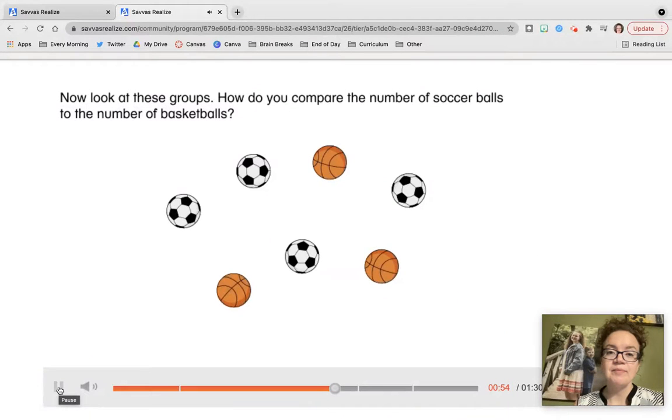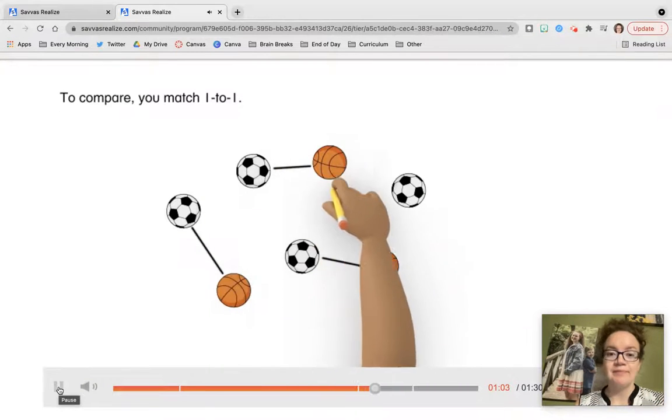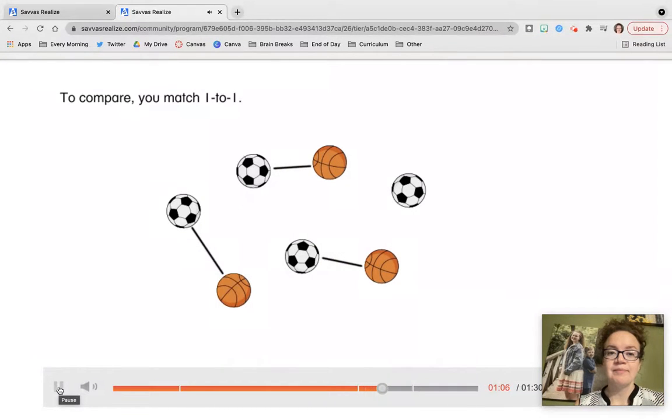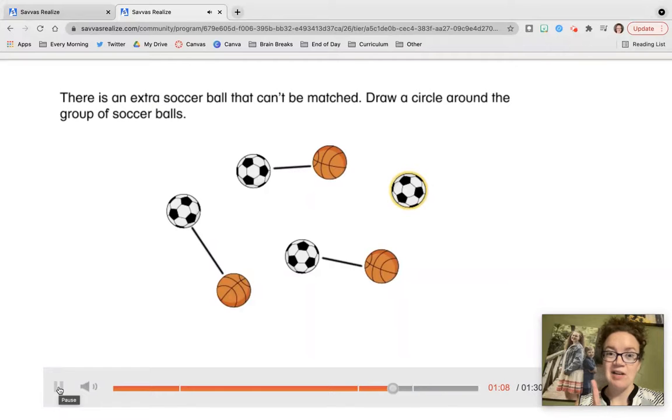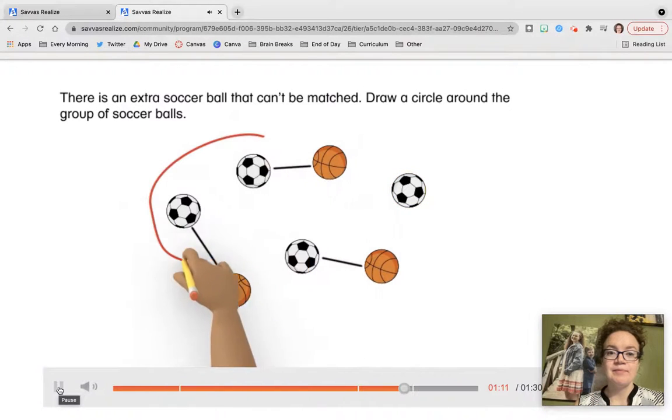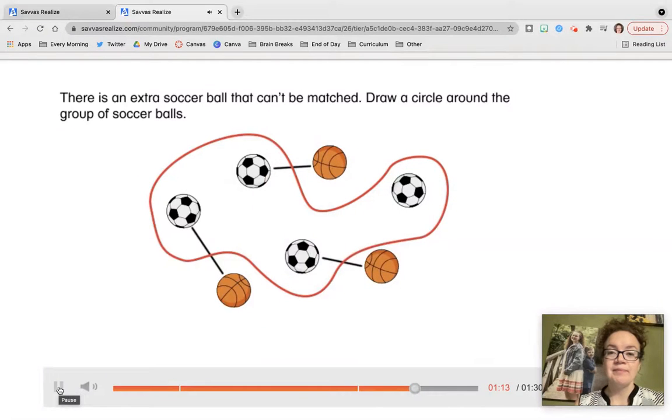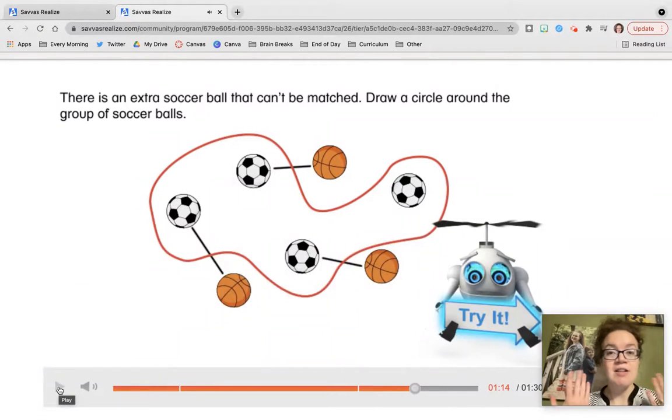Now look at these groups. How do you compare the number of soccer balls to the number of basketballs? How would we find that out? Would we do the same thing? Would we draw lines to connect and see which one has more? To compare, you match 1 to 1. There is an extra soccer ball that can't be matched. Draw a circle around the group of soccer balls. So the soccer balls are greater than the basketballs because there are more.